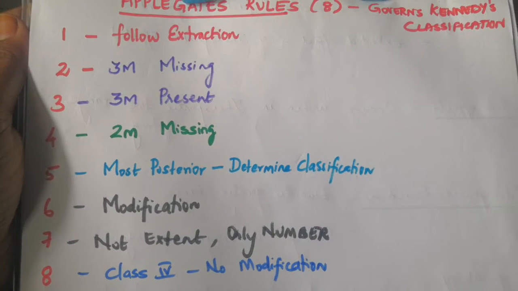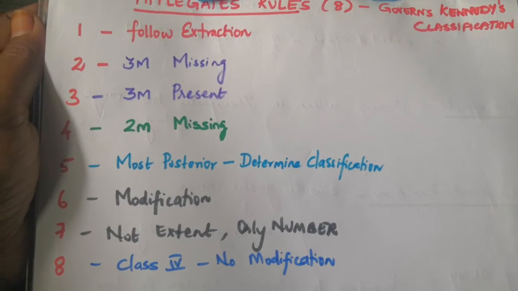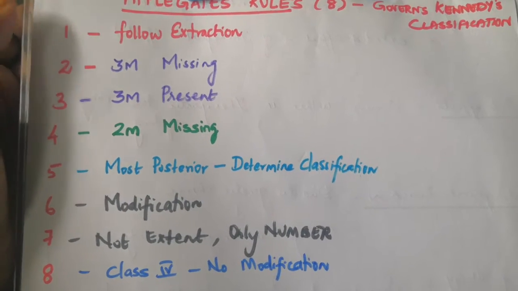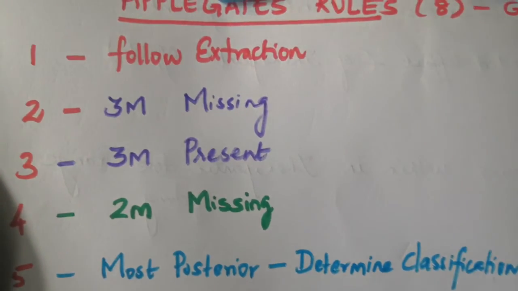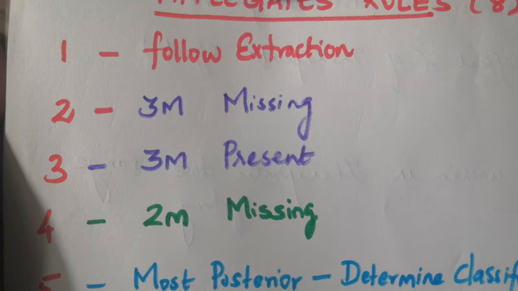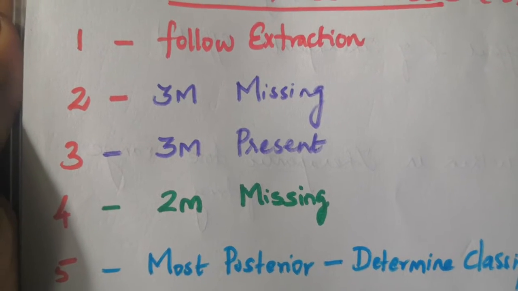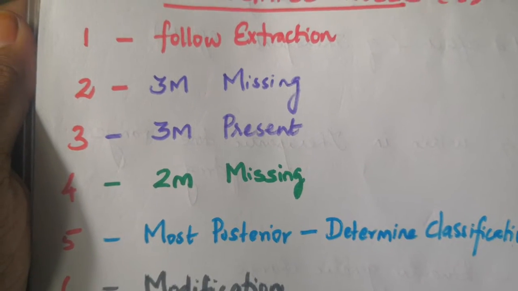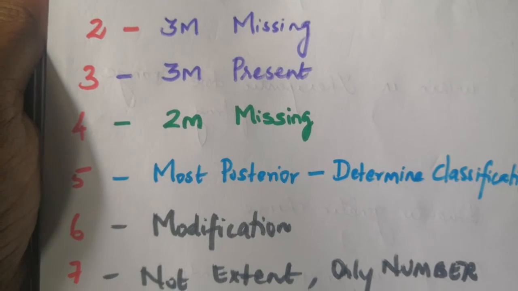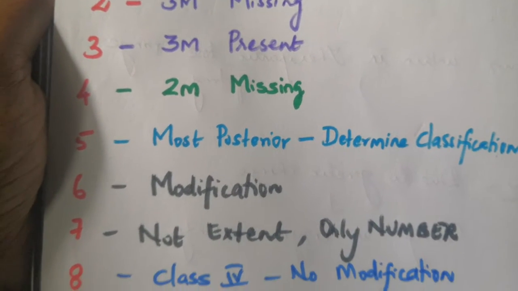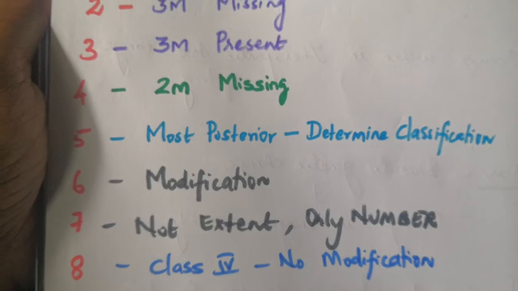Coming to the key words of Applegate's. Number 1 rule, follow extraction. 2, 3M missing. 3, 3M present. 4, 2M missing. 5, most posterior determine the classification. 6, modification. 7, not the extent, only the number. 8, class 4, no modification.